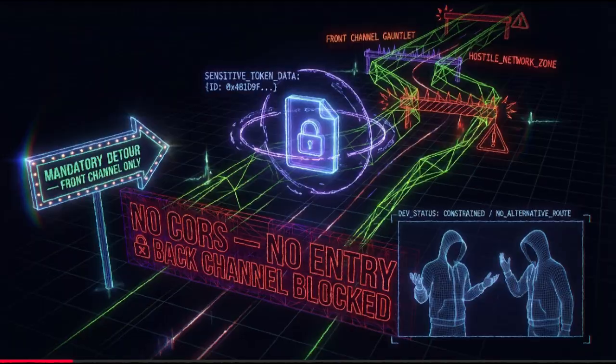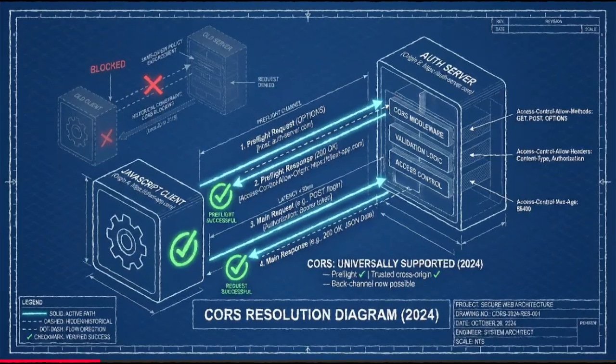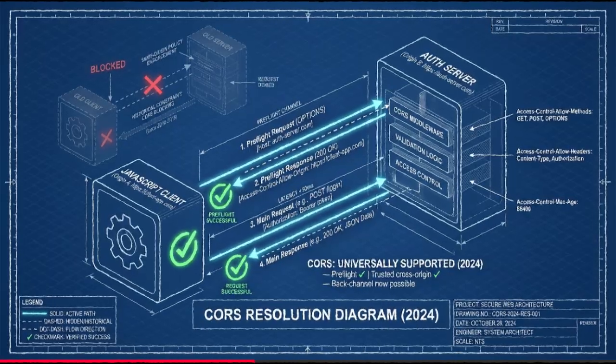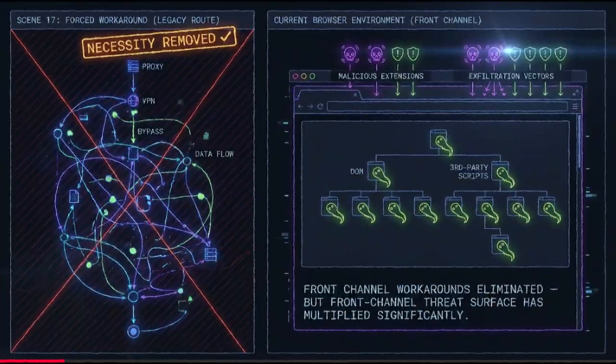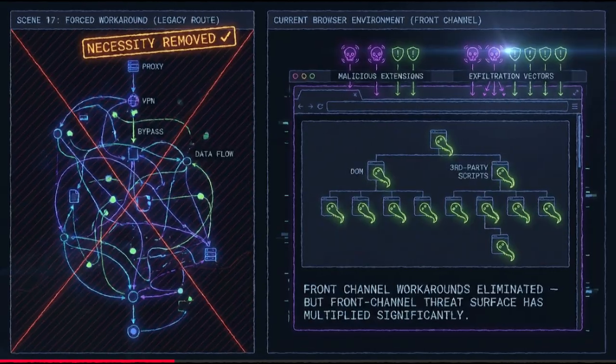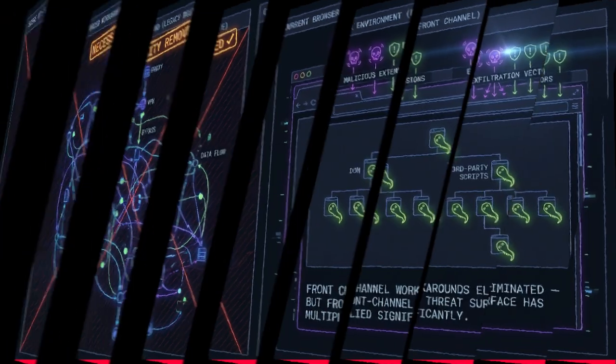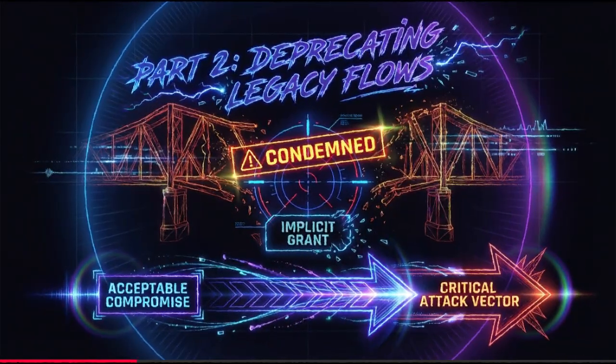So OAuth 2.0 introduced specific workarounds to bypass these limitations. It intentionally routed sensitive data through the front channel because developers had no alternative for client-side applications. Today, robust CORS support is universal across all modern web browsers. Developers can securely configure pre-flight requests and establish trusted cross-origin communication. Which removes the architectural necessity for those insecure legacy workarounds entirely. Simultaneously, the massive proliferation of third-party JavaScript tracking scripts and complex browser extensions drastically increases the probability of front-channel data exfiltration. Tools that were once acceptable compromises are now critical attack vectors.